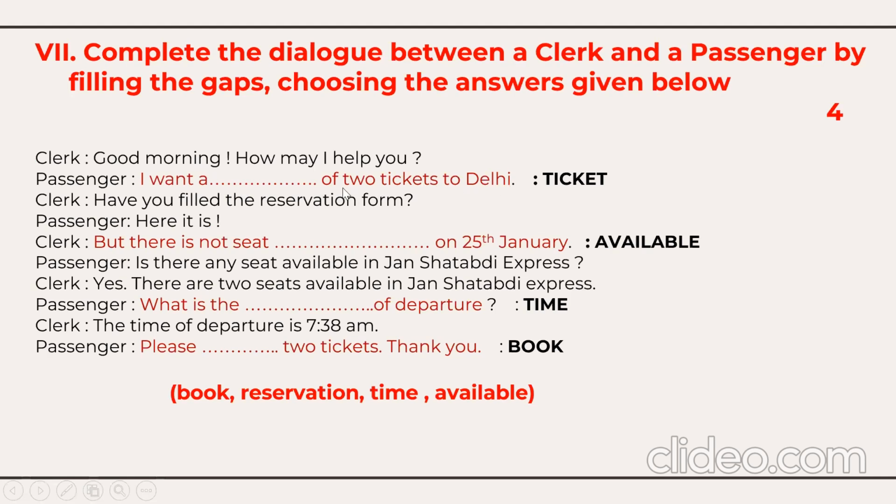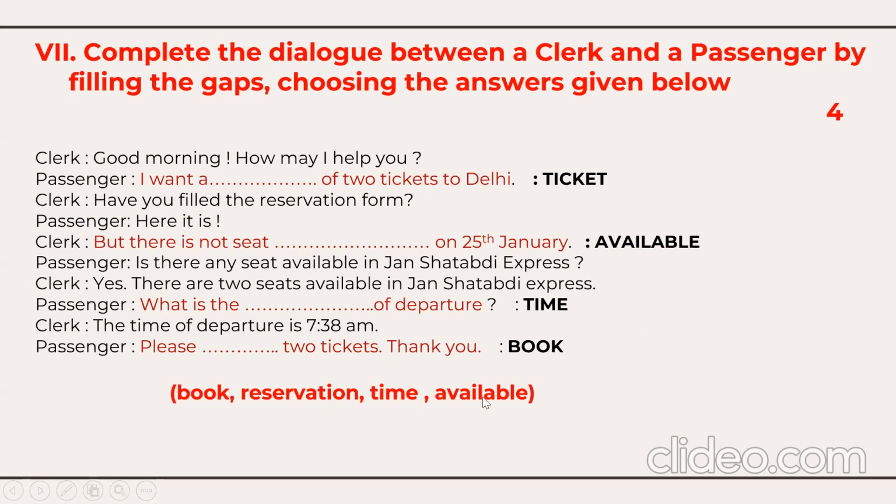Actually, there's a typo here. I want a ticket to Delhi. It should be I want 2 tickets to Delhi or a ticket to Delhi. Have you filled the reservation form? Here it is. But there is no seat. There's no seat available on 25th January. What is the time of departure? Please book 2 tickets. Thank you.